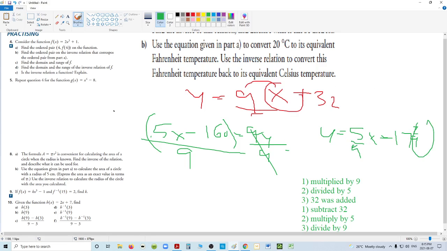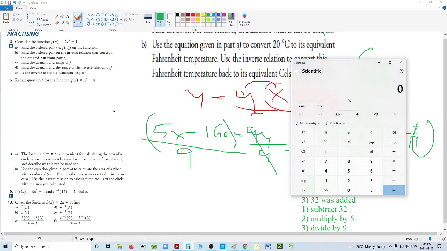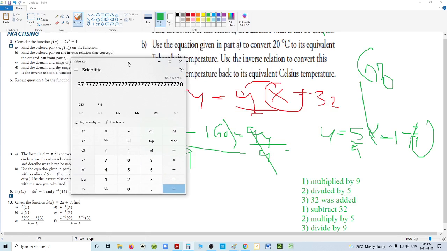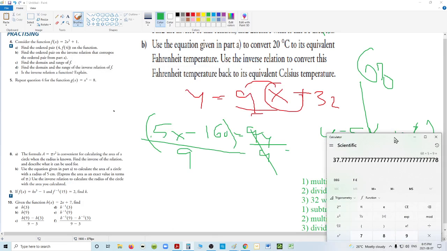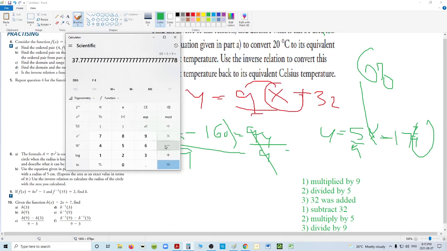So now they're asking us to take the Fahrenheit temperature we got, plug it in for x, and see if we get the same 20 degrees. And I bet what we'll get is rounding error. So we're going to take 68. We're going to multiply it times 5. And we're going to divide it by 9. And see, we get this crazy thing. And then we're going to subtract, and we might as well subtract 160 divided by 9.